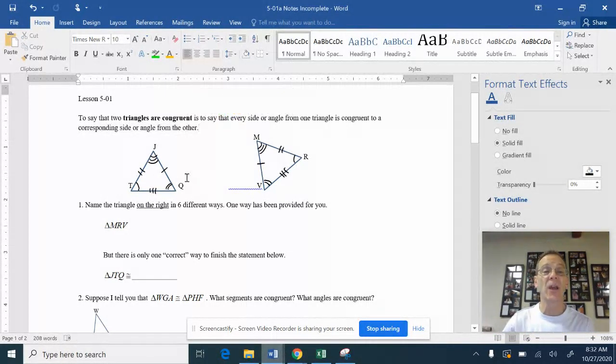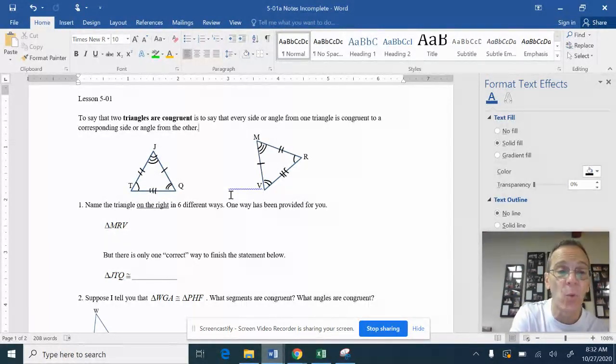So here are two triangles, and they have lots of congruent marked pairs in them. And right now, all I want you to do is pause the video for a moment to name this triangle on the right in 6 different ways. I've already given one name for the triangle. I'd like you to come up with the other 5.